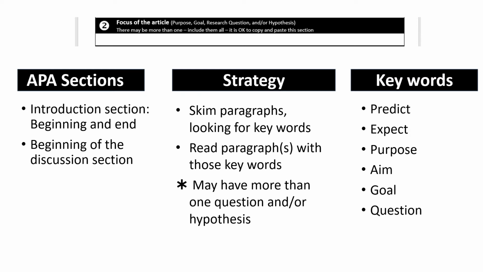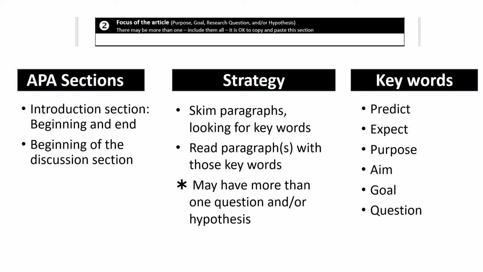APA style also encourages authors to summarize the findings of the study at the beginning of the discussion section. So the first paragraphs of that section often restate the hypothesis or research question. When we skim those paragraphs in the intro and discussion sections, we can look for the keywords that signal what the authors are interested in. Aside from the obvious keywords, like purpose and hypothesis, you can look for related words like I have in this slide. Sometimes hypotheses are also formatted differently, so make sure to look for visual cues as well.